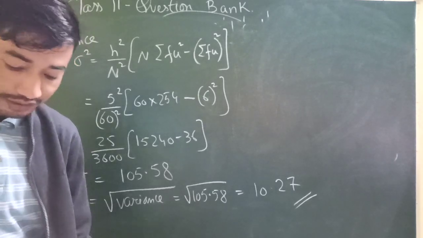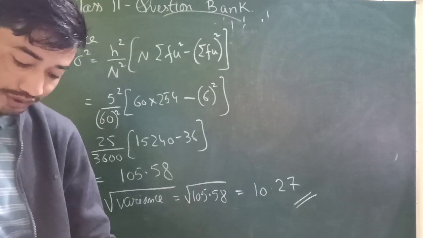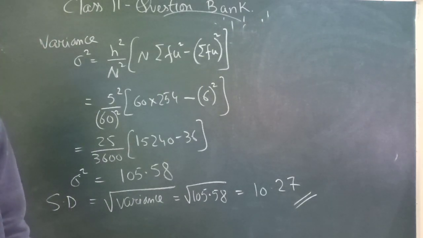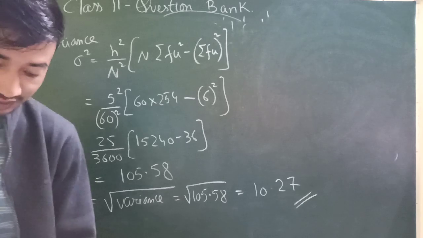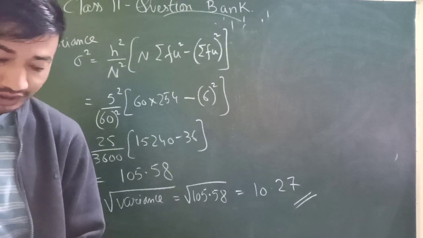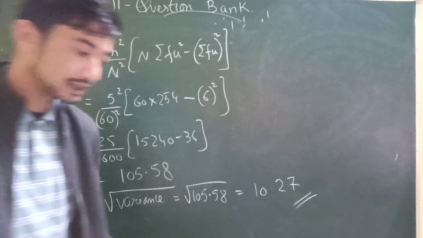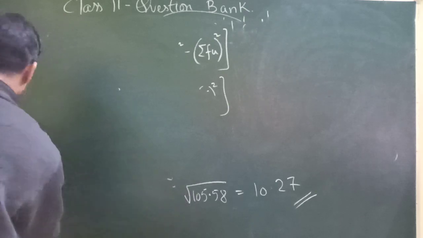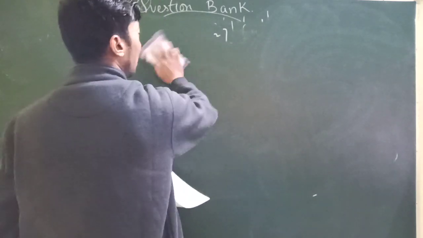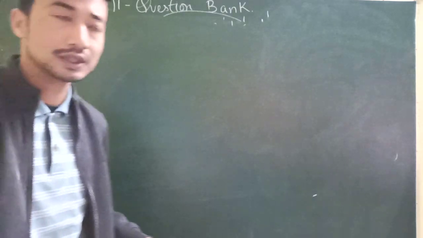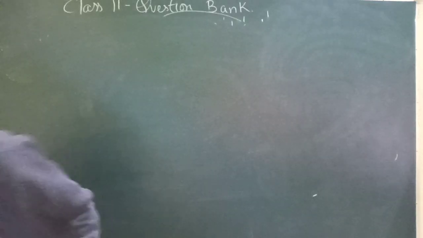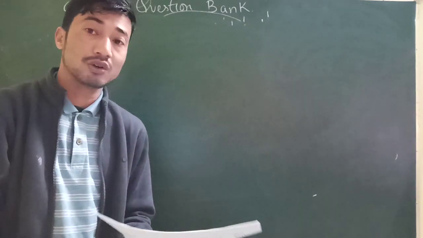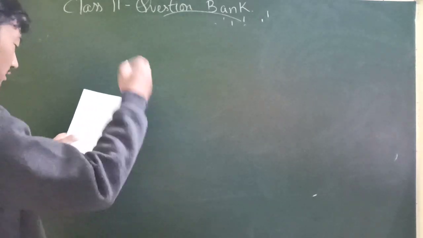The next question is to find the mean deviation about the median for the following distribution. I believe you can manage that. Question number 10b is about finding the mean deviation about the median. The first question was about finding the mean deviation about the mean. This question is about the mean deviation about the median. So this one I'll do for you.